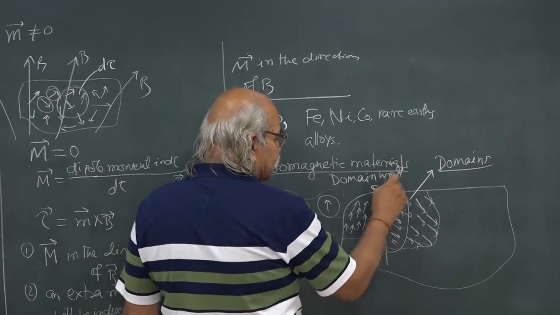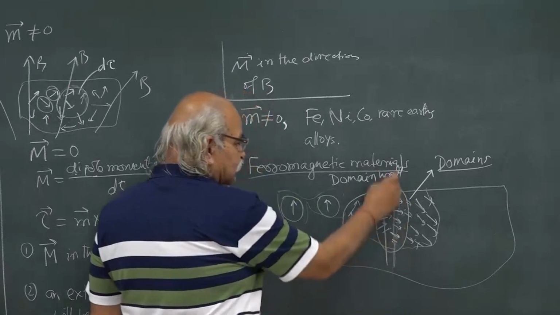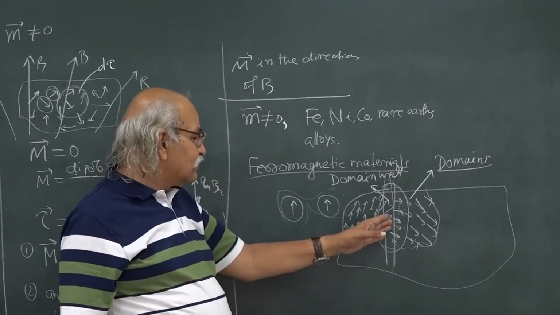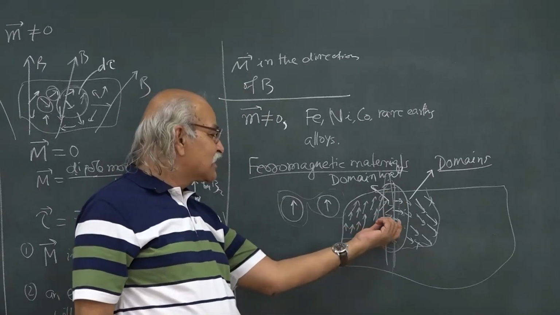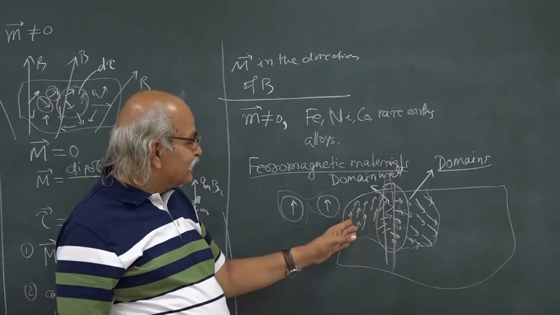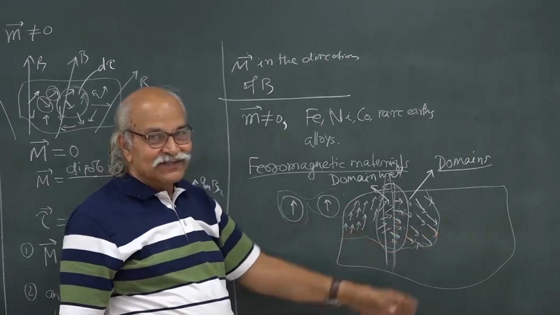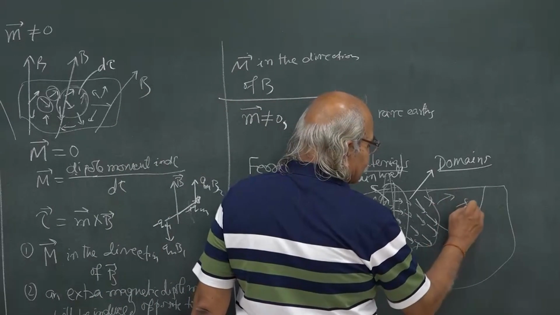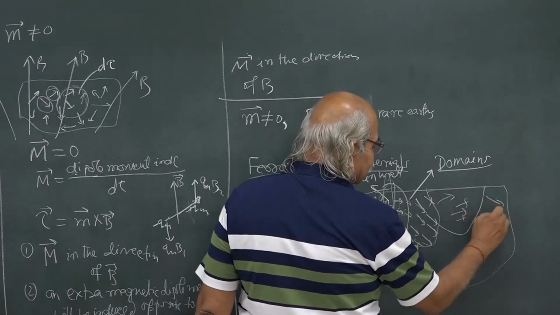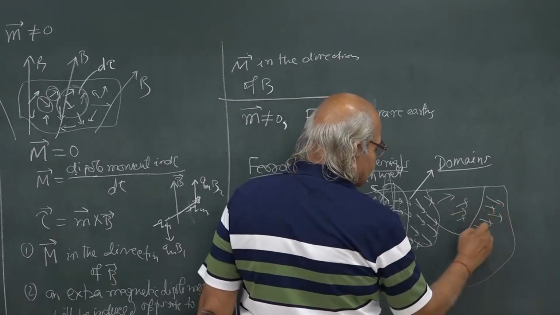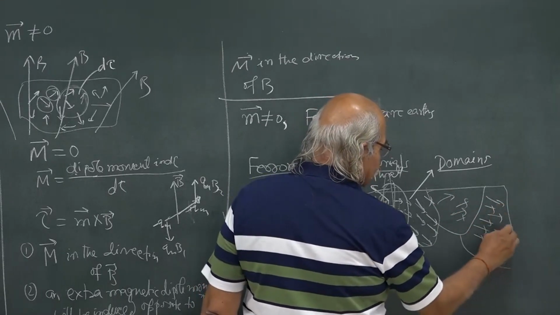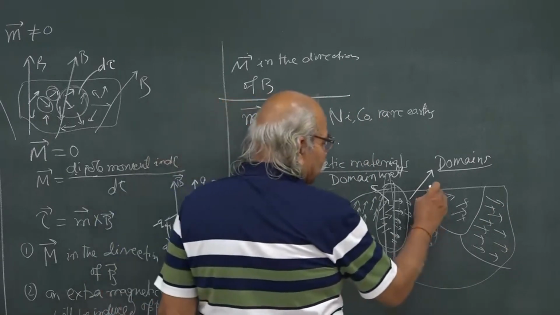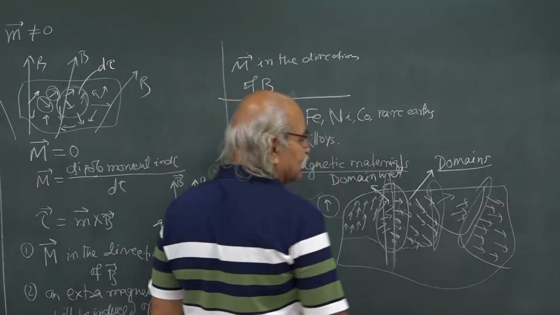So, this is essentially a domain wall. One side of the domain wall is this way, the other side of it is this way, and so on. So you can have a domain here, you can have a domain here, and so on, like that. And these are domain walls. Here you have a domain wall, here you have a domain wall, like that.